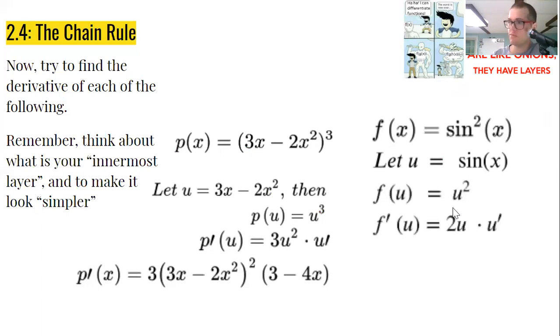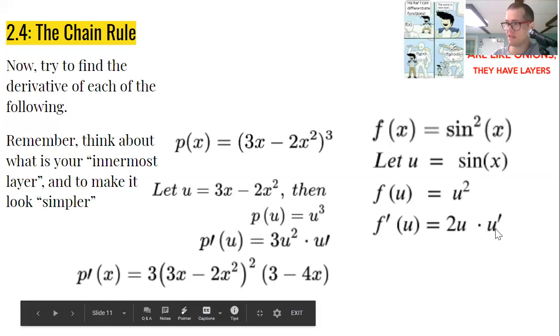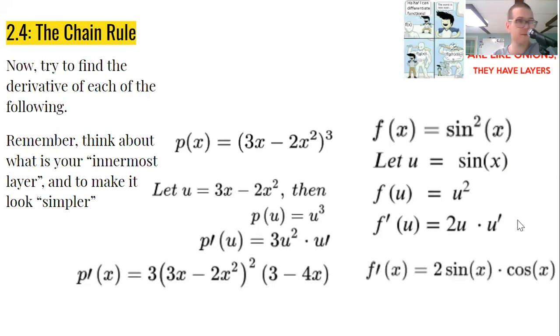But if I let u be sine of x, all of a sudden sine squared of x becomes u squared. U squared is basic to find the derivative of. F prime of u is 2u times u prime. I know what u is. It's sine of x. U prime is cosine of x. So I just plug them in.